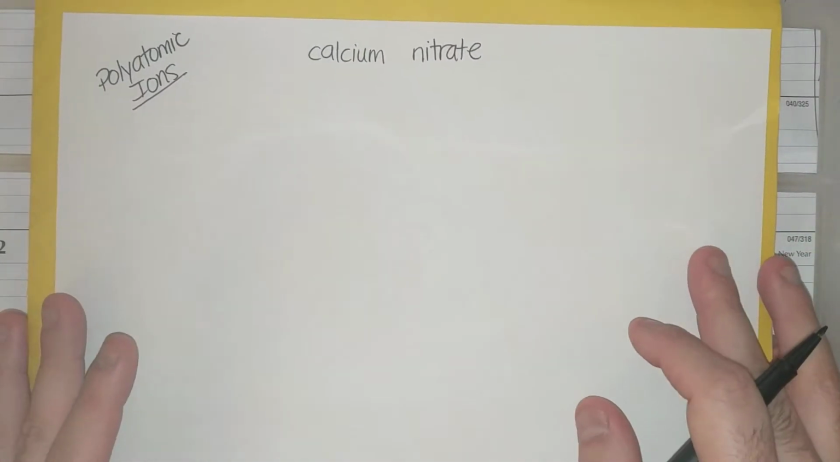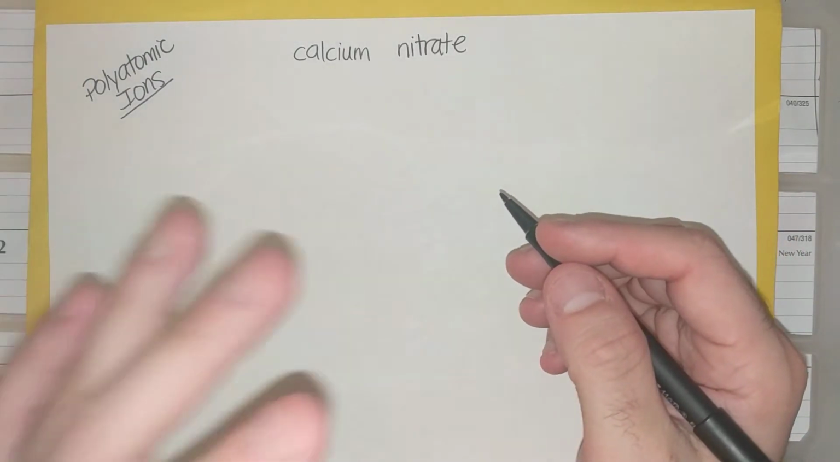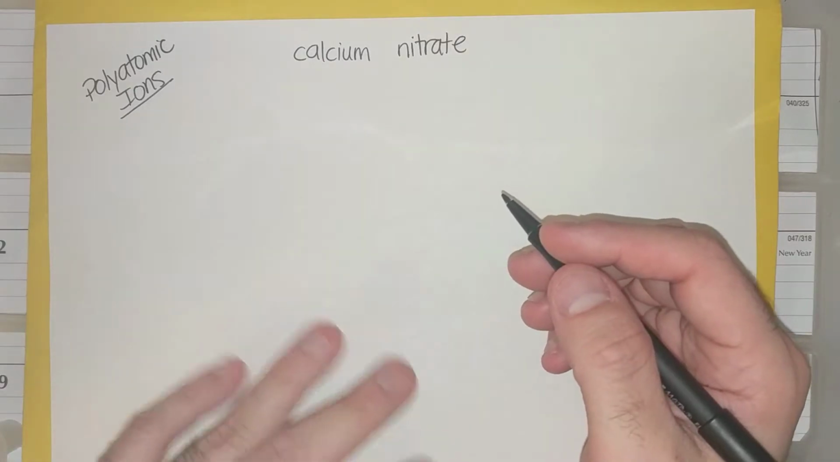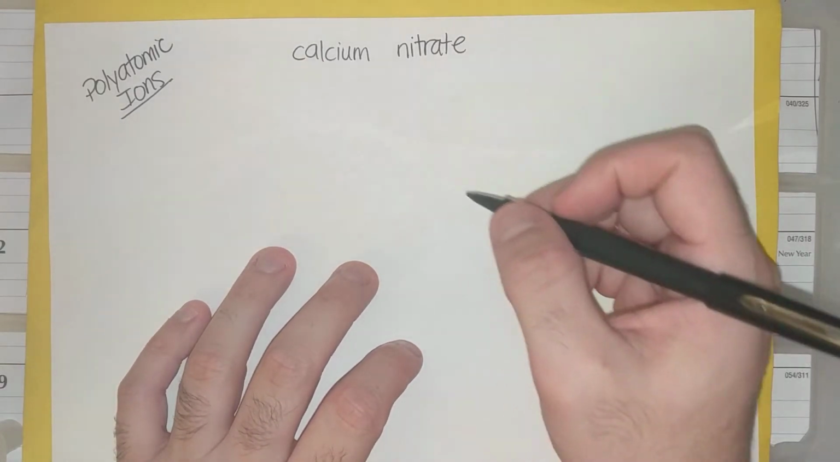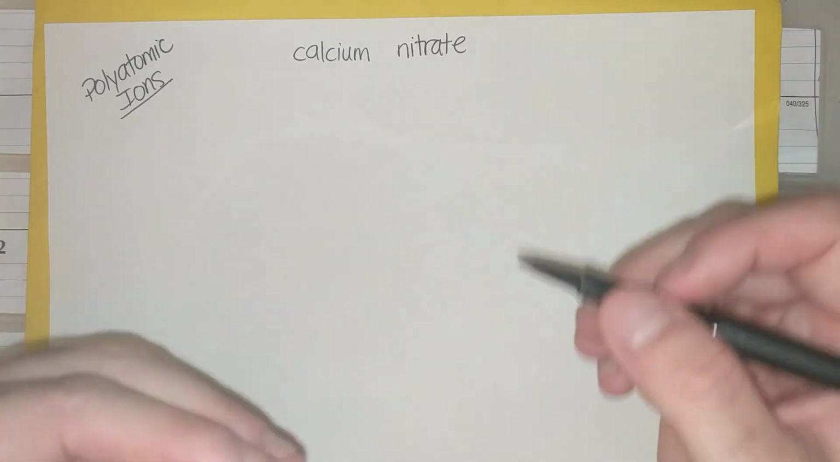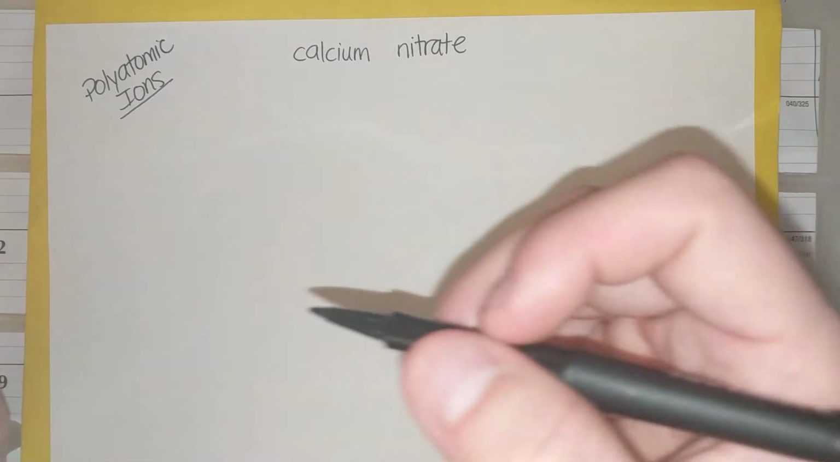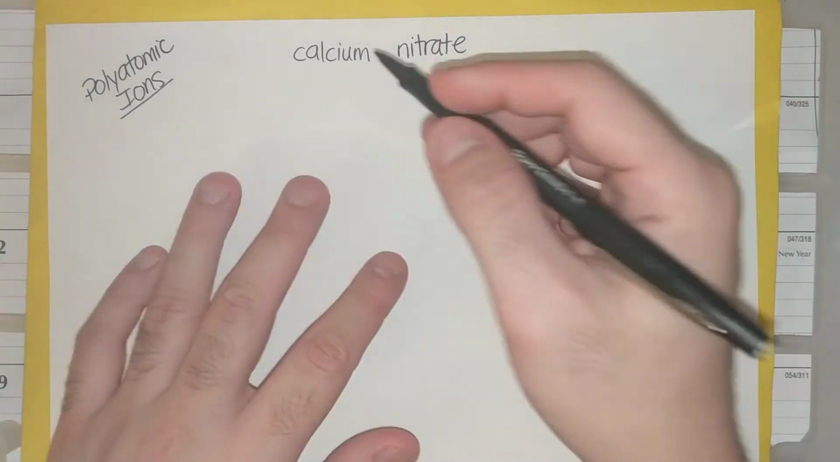I wanted to provide a little bit more practice and guided practice with how to write and name ionic formulas. I'm going to focus on doing formulas that involve polyatomic ions. So this will be a brief video that specifically focuses on using polyatomic ions with regular metals and transition metals.